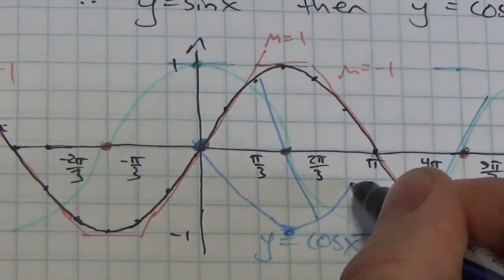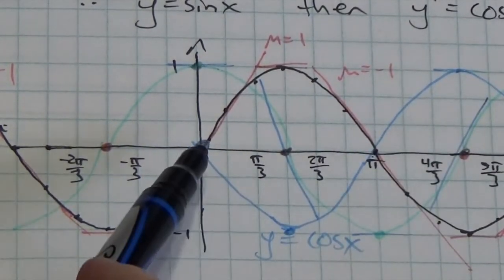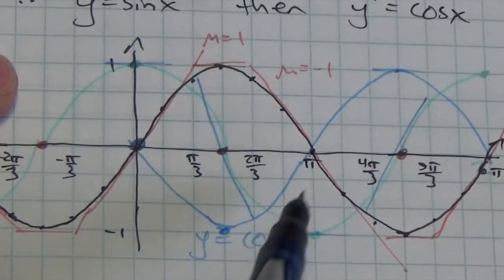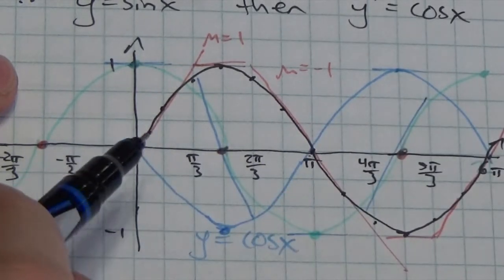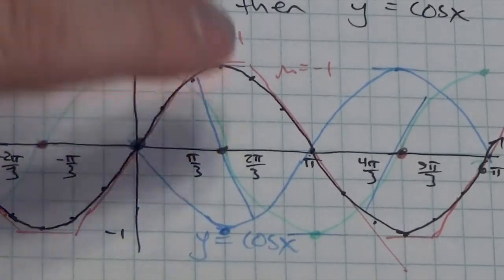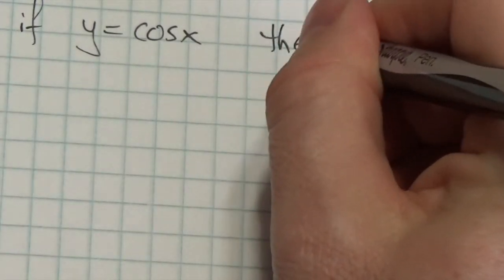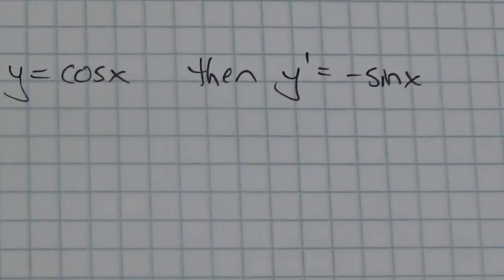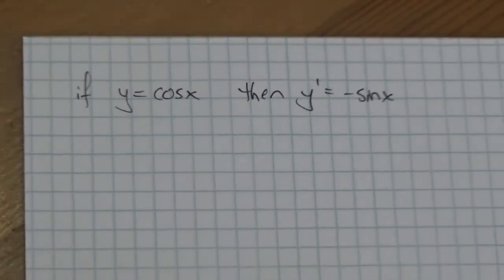And then it goes up to 1, and then it goes back down to 0 here. And take a look at this graph right here. This is going to be the derivative of the cosine. And notice that it's not sine exactly, it is in fact negative sine. So if we're working with y is equal to cosine, then the derivative is going to be the negative sine of x. Which is kind of neat.